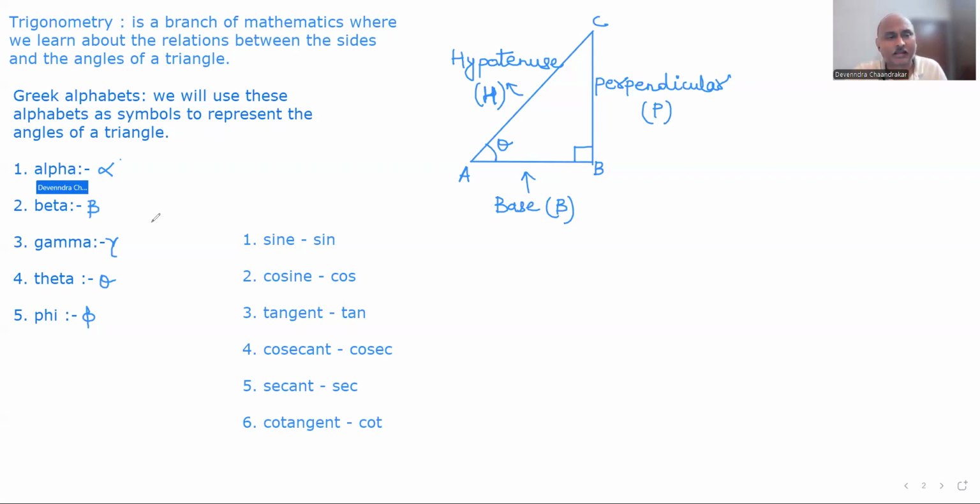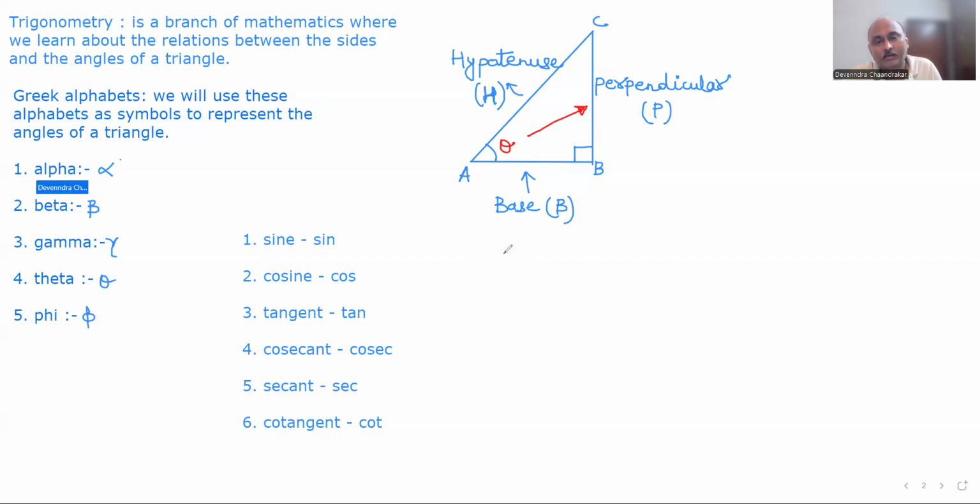In a right angle triangle, if we choose a specific angle, the sides are named accordingly. If this angle is theta, the side opposite to it will be perpendicular. The other side will be base, and hypotenuse remains hypotenuse for all the angles, whichever angle we choose. Then come the six basic functions of trigonometry, which are sine, cos, tan, cosec, sec, and cot.